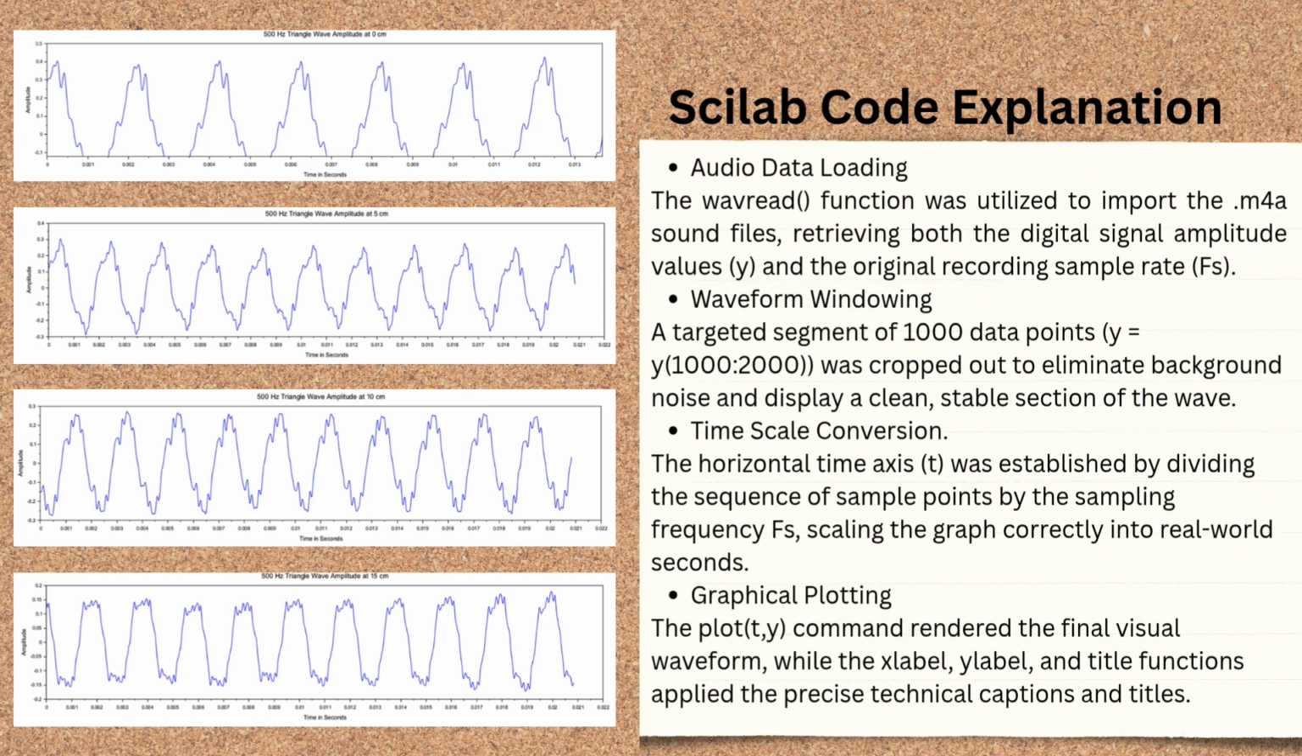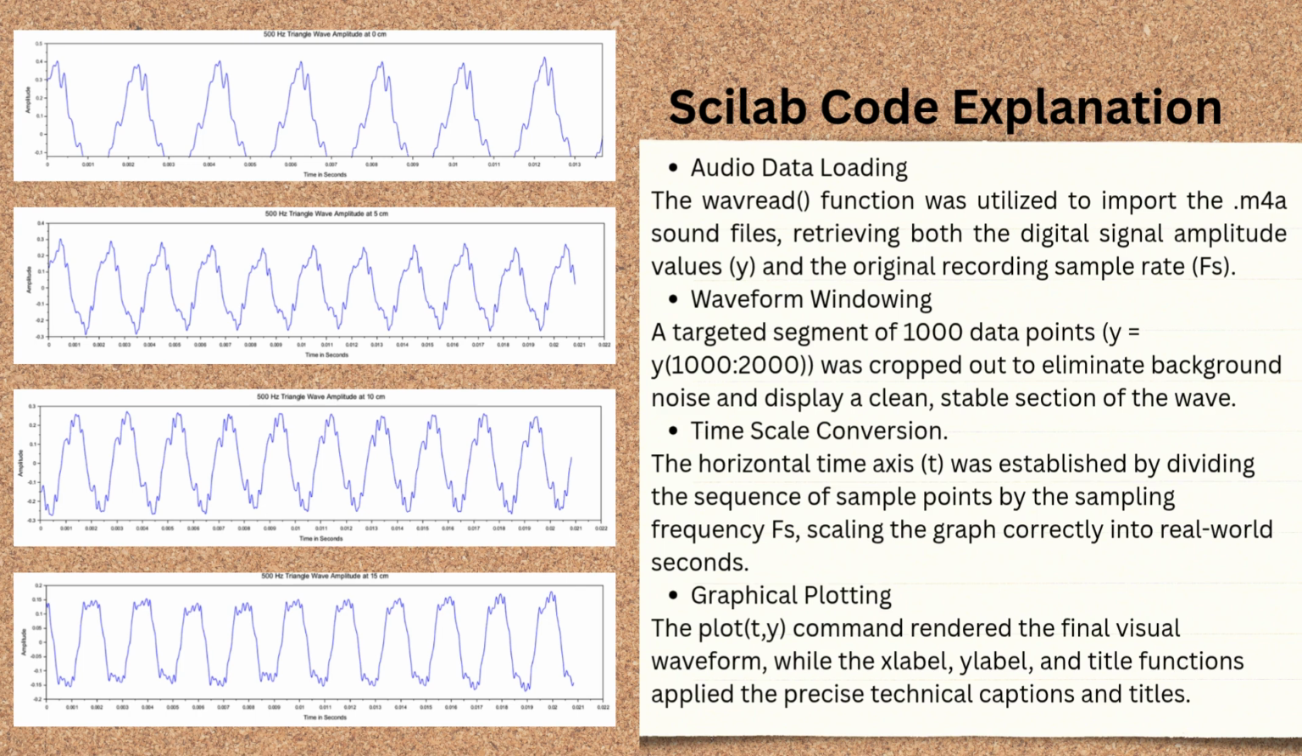Next, we had to handle the timescale conversion. By default, the data are just a raw sequence of index numbers. To scale the graph correctly into real-world seconds, we established our horizontal time axis by dividing the sequence of sample points by our sampling frequency.